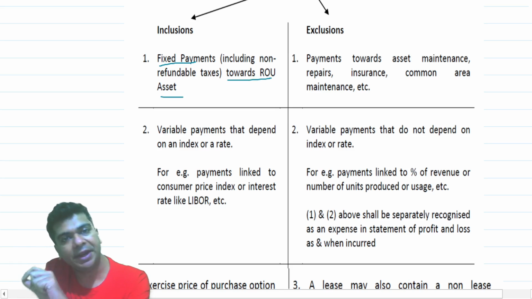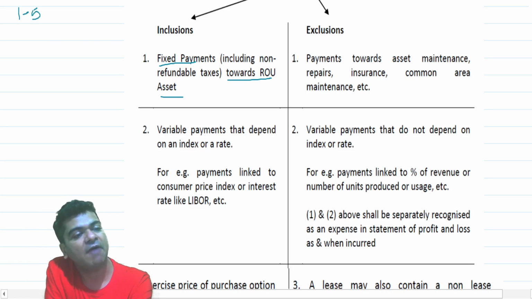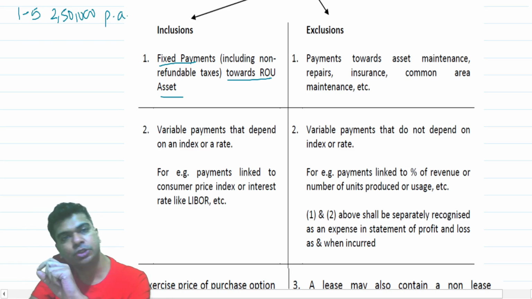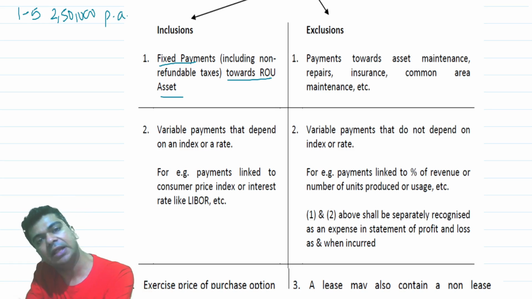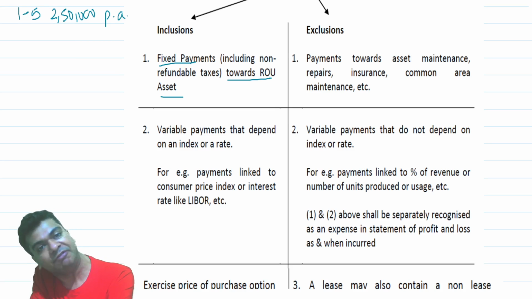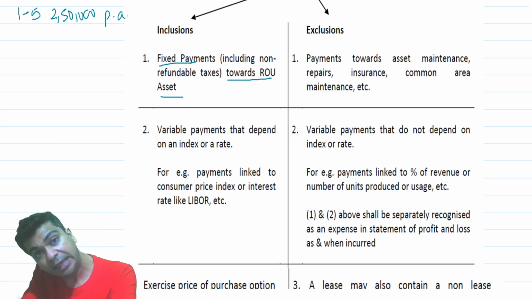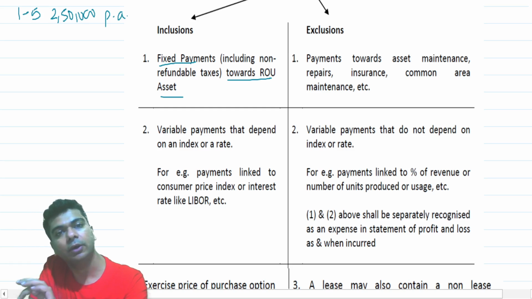For example, we have entered into a lease agreement. The lease agreement says that the lease tenure will be 5 years, and for 5 years you will be paying 2,50,000 rupees. So a fixed 2,50,000 is payable every year. This 2,50,000 that you are paying every year will be included in the lease payments. Yes, this 2,50,000 may even include certain portion towards taxes. If the tax is a non-refundable tax, it should be also included.